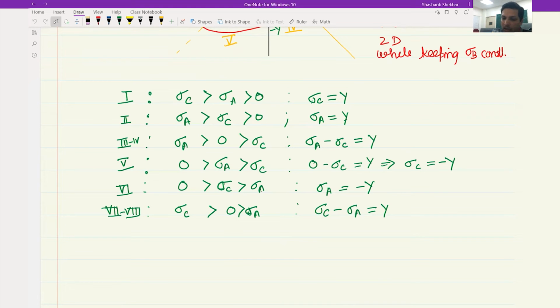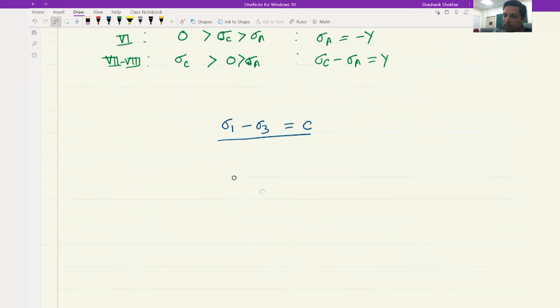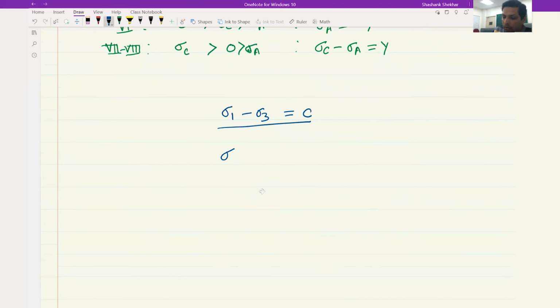Now here we have said that sigma 1 minus sigma 3 is equal to C. This defines our yielding. Now let's make sigma 1 prime, which is a new stress. Now we have added some mean stress or hydrostatic stress to all the components. So sigma 1 prime is equal to sigma 1 plus sigma m. Sigma 2 prime is equal to sigma 2 plus sigma m. And sigma 3 prime is equal to sigma 3 plus sigma m.